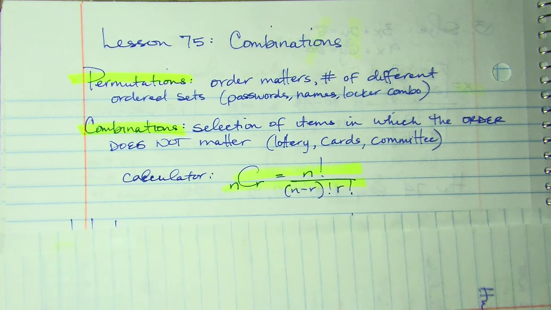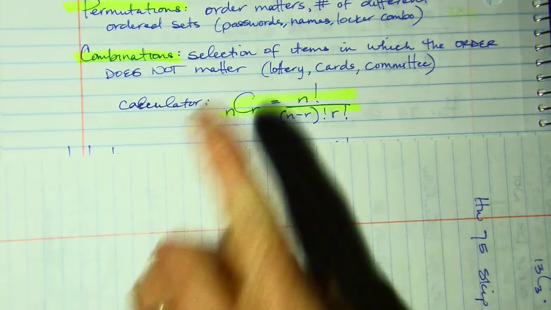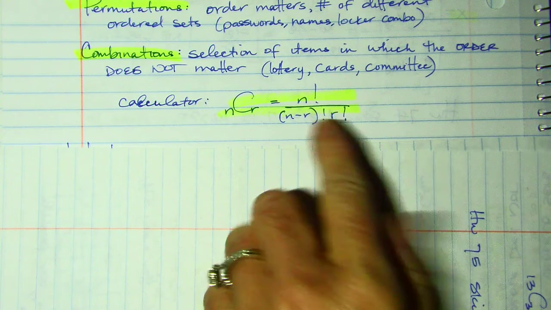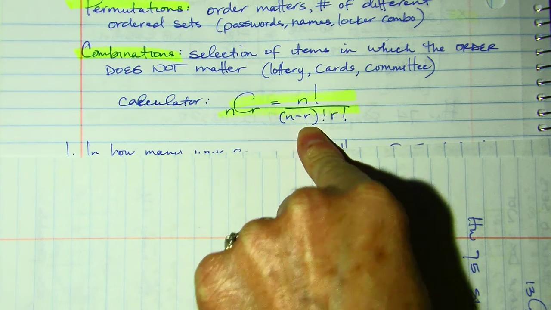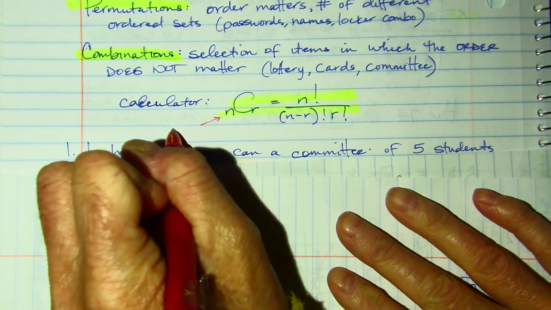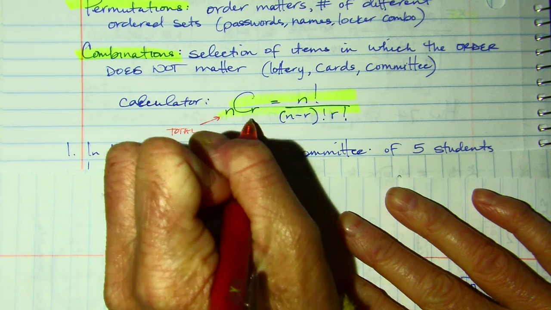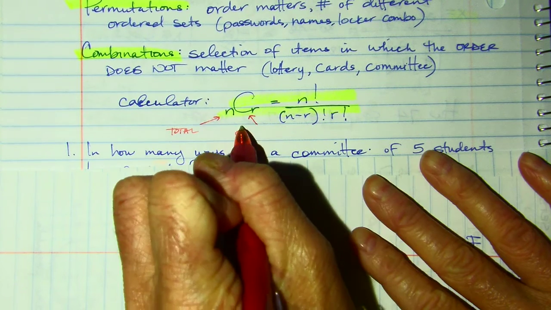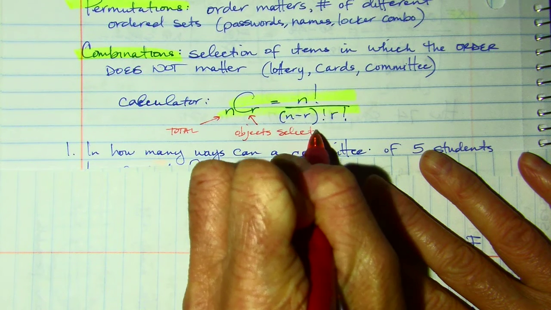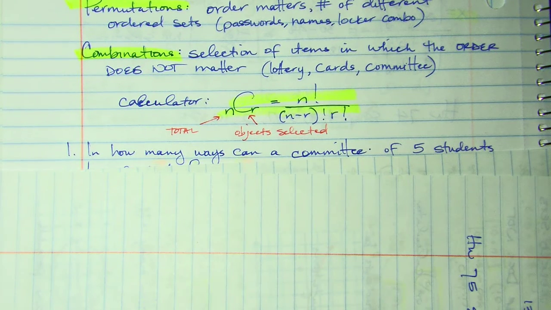So in your calculator or Desmos, you should have nCr. If you don't have a calculator, you would need to use the following formula. N is your total, and R is the objects selected, or items selected, or however you want to word that.